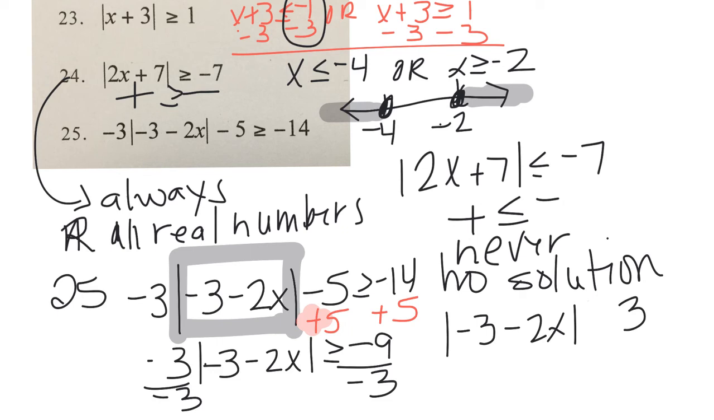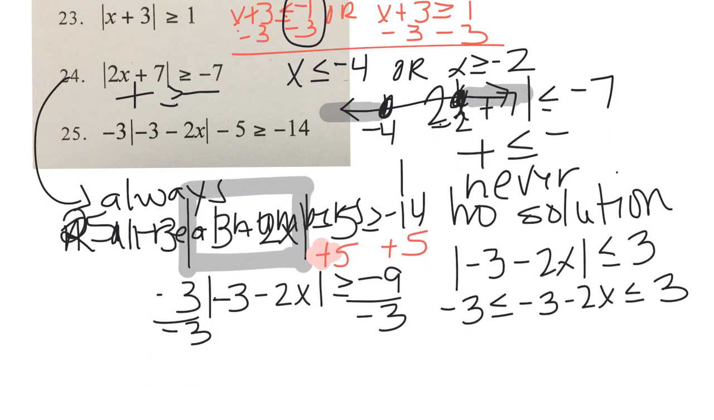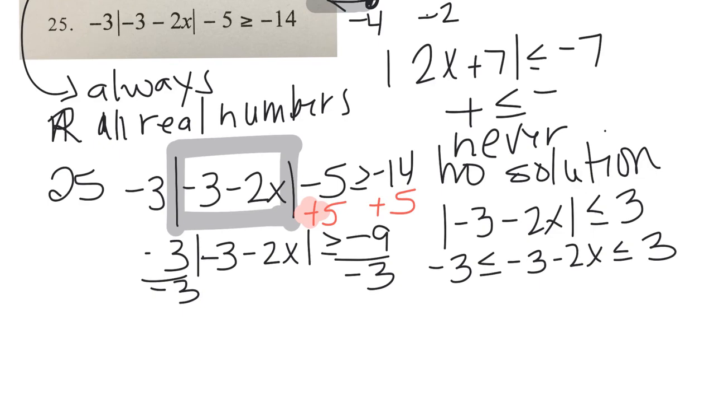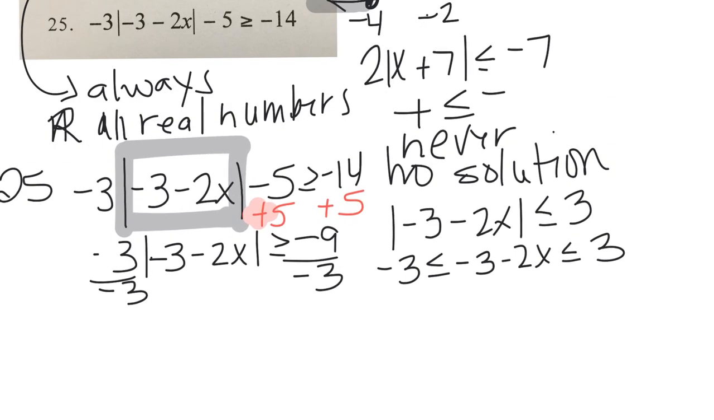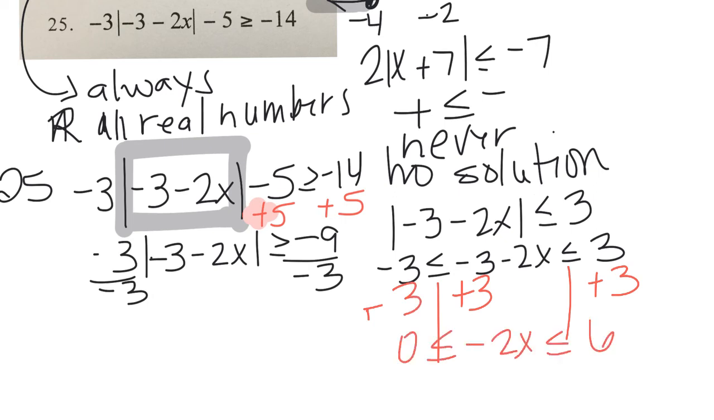I divided by a negative, so my sign has to flip to the less than or equal to. And now I can write negative 3 less than or equal to negative 3 minus 2x less than or equal to 3, because we want numbers that are less than 3 away from 0, and those would be numbers between 3 and negative 3. And then we're going to solve this. We're going to add 3 to the left, the middle, and the right: 0 less than or equal to negative 2x less than or equal to 6, divide by negative 2, and my sign has to change again.